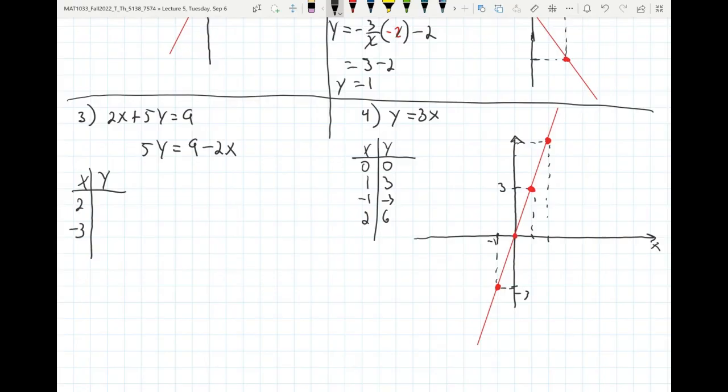So let's go with 2 and -3. When x is equal to 2, does everybody see that y is equal to 1? Yes? Okay. Just plug in and solve for y. And when x is equal to -3, we're going to get 15 on the right-hand side. So what is y? 3. Good. And you see, these are nice points to draw. So I'm going to go with those.